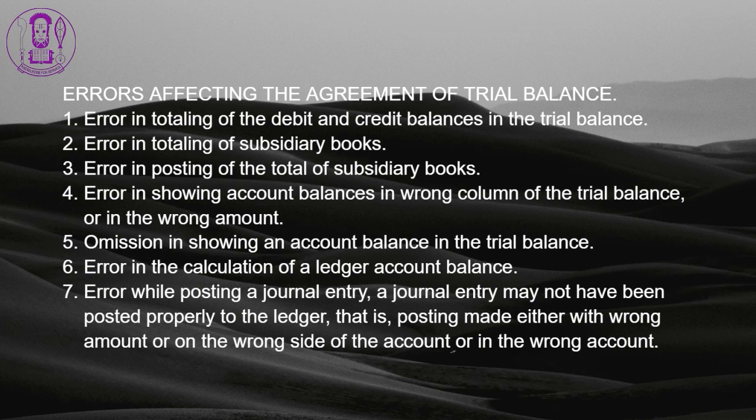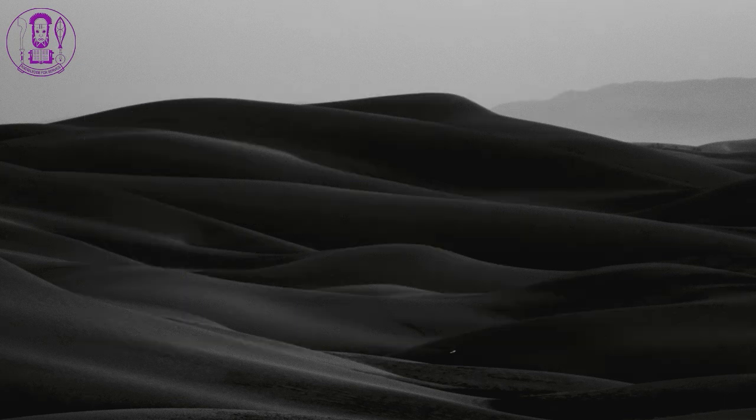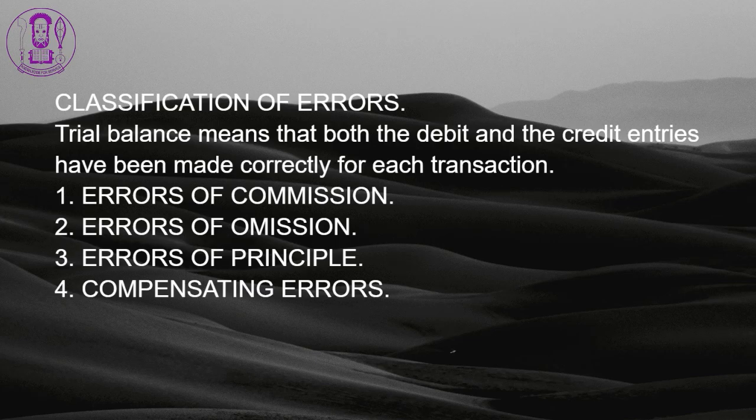A journal entry may not have been posted properly to the ledger, that is, posting made either with the wrong amount or on the wrong side of the account or in the wrong account. Classification of errors. 1. Errors of commission. 2. Errors of omission. 3. Errors of principle. 4. Compensating errors.